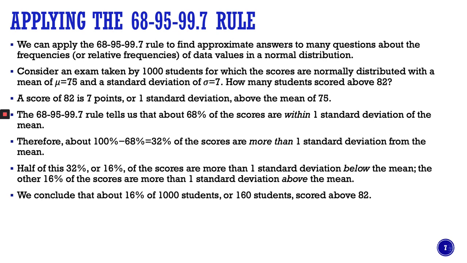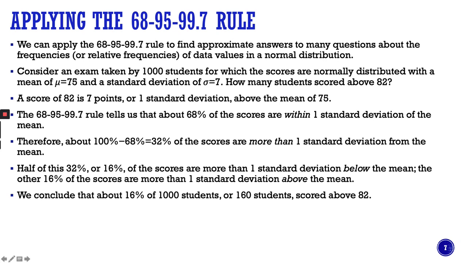So, applying the rule again, we can find approximate answers to many questions about the frequencies of data values in a normal distribution. Consider an exam taken by 1,000 students for which the scores are normally distributed with a mean of mu equals 75 and a standard deviation of sigma equals 7. How many students scored above 82? A score of 82 is 7 points, or 1 standard deviation above the mean of 75.